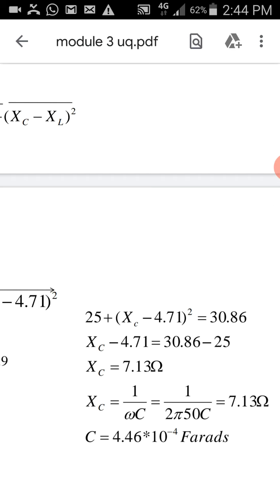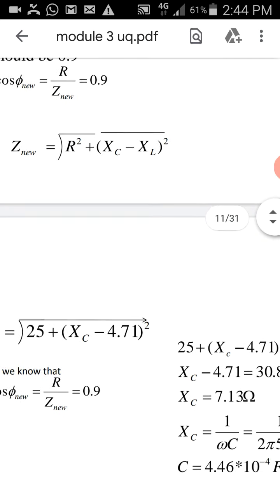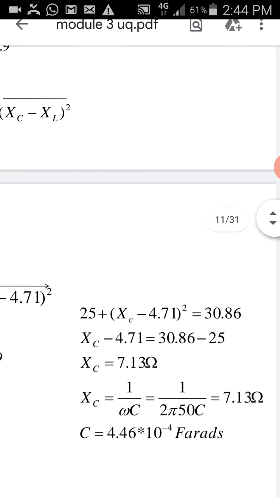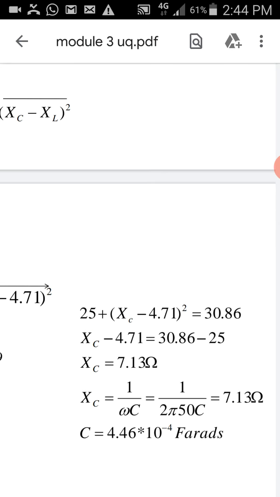So here you can write squaring both sides. When you take the square, you will get 25 plus XC minus 4.71 the whole square is equal to Z new square. Z new square, we take the square of the previous step Z new also. So that is XC minus 4.71 the whole square is equal to this. Solving you will be getting XC is equal to 7.13.